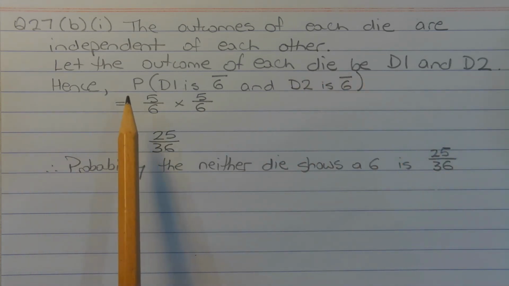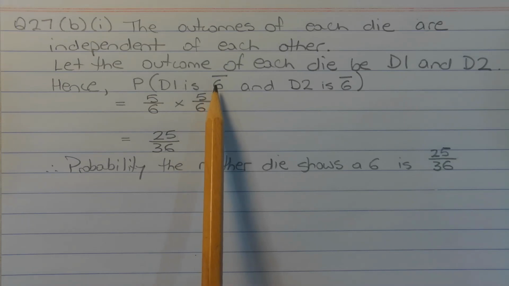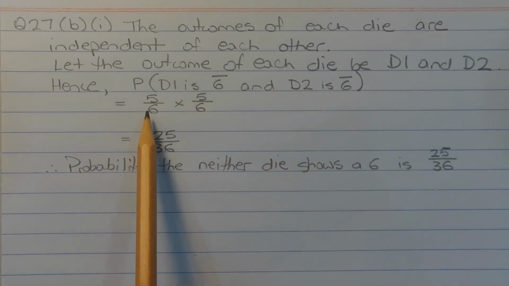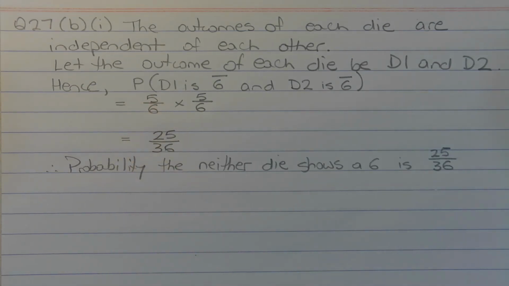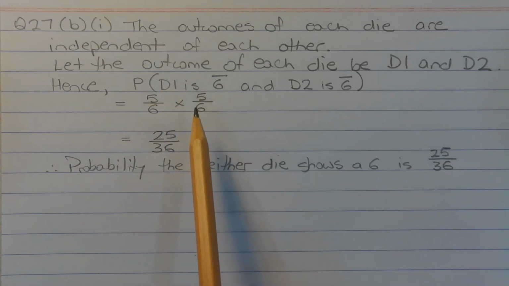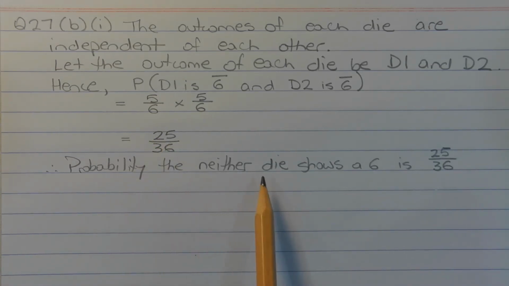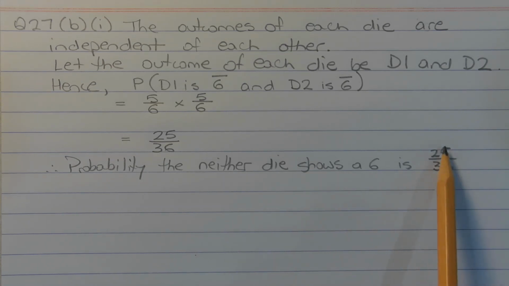Hence, the probability that D1 is not 6 and D2 is not 6 is equal to the probability that D1 is not 6, which is 5 over 6, that is 1, 2, 3, 4, or 5 out of the 6 possible outcomes, multiplied by 5 over 6, which equals 25 over 36. Therefore, the probability that neither die shows a 6 is 25 over 36.